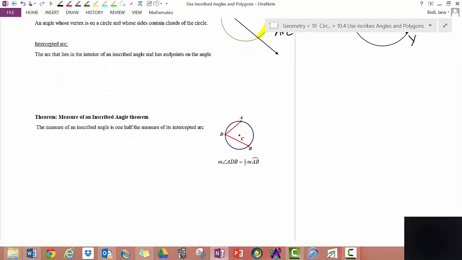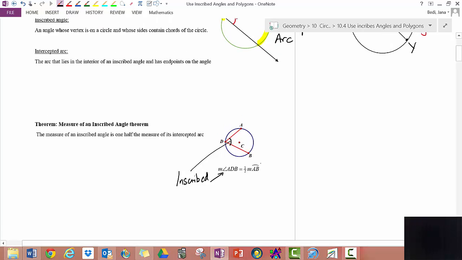What is the measure of an inscribed angle? So there's a theorem here which says the measure of an inscribed angle. So this is your inscribed angle here. The inscribed angle, which is called ADB, is half the measure of the central angle, or it is half the measure of arc AB, the intercepted arc.